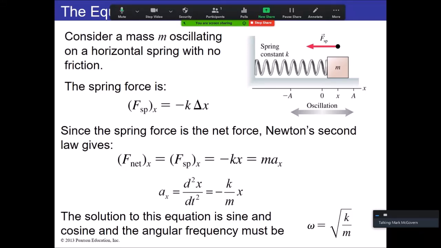All right, this is it. We're at the end here. I'm just going to wrap up chapter 14 on simple harmonic motion. So this will be the last lecture.